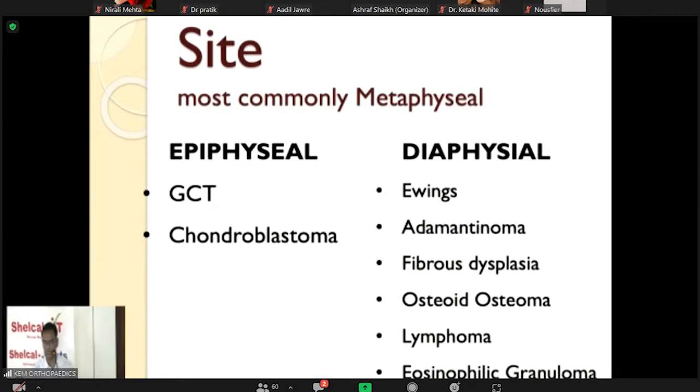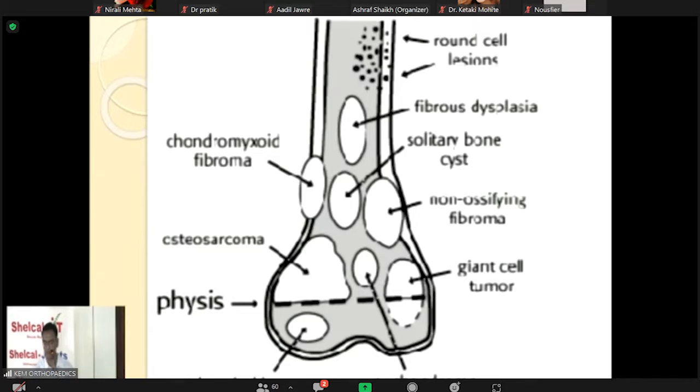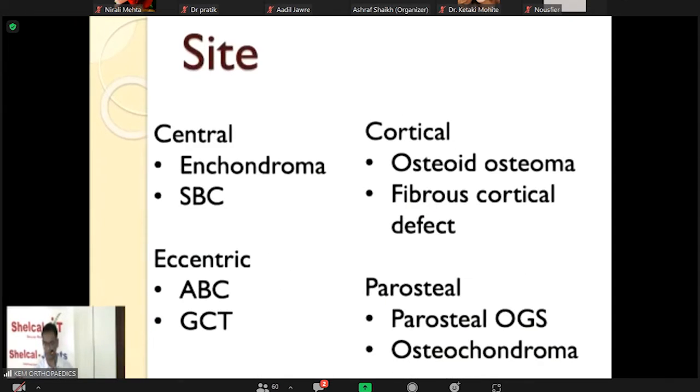So the most common lesions which we see. In the epiphysis, we have giant cell tumor, chondroblastoma. In the diaphyseal region, we have Ewing's, fibrous dysplasia, osteoblastoma, lymphoma. So different types of lesions, but distribution wise in the epiphysis and the diaphysis. Again, a very common figure which is given in almost every book. The epiphyseal lesions like chondroblastoma, one in the physis, giant cell tumor very close to the physis is what you can get. Metaphyseal region, osteosarcoma, or solid, SBC or an ABC, which can be seen over there.